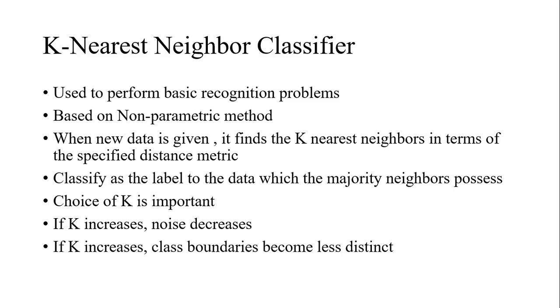Then, after finding out the distance, it classifies it to a particular label based on the label which the majority of its neighbors possess. Here, the choice of k plays a very important role. As the value of k increases, the noise decreases, but at the same time there is a disadvantage of the class boundaries becoming less and less distinct. For text-based classification, it has been found out that k equal to 1 gives us the best result.